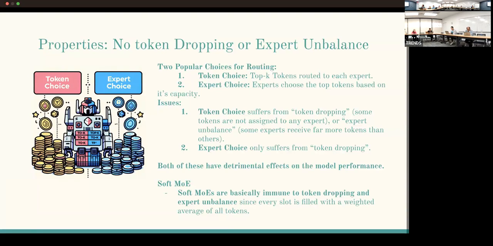Expert choice only suffered from token dropping. It didn't suffer from the other issue of expert imbalance, because it got to choose which tokens it could select. So you will always select a number of tokens per expert equal to the buffer it had. But soft MoE sidesteps both of these issues by not having to have a set amount of tokens go to each of the experts, because you always have linear combinations of tokens going to all of the experts. So yeah.